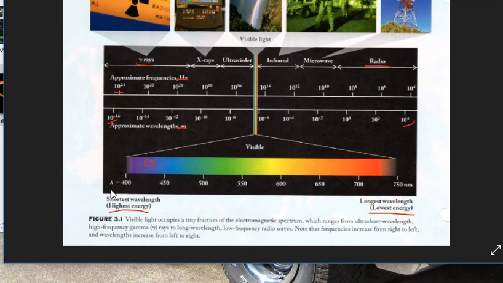I'm going to point out, we did this in class a few weeks ago. This right here, the symbol on the side is lambda. That is actually the symbol for wavelength, and we'll cover that more in class.